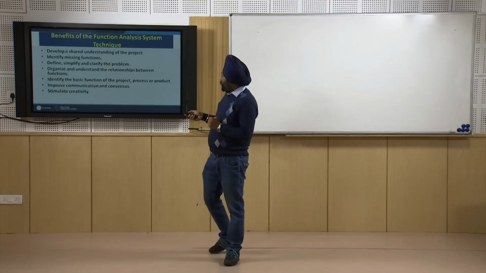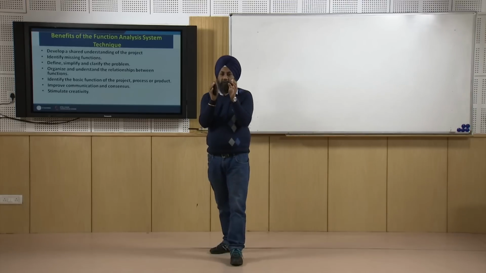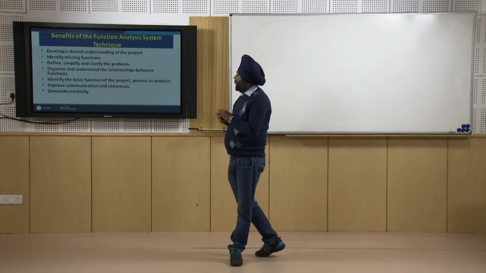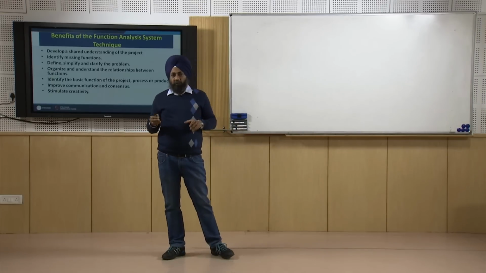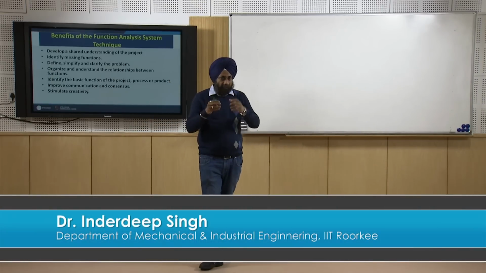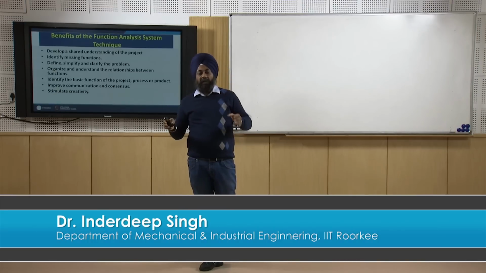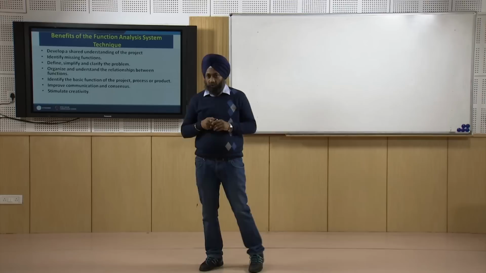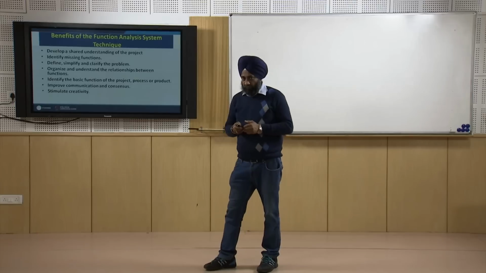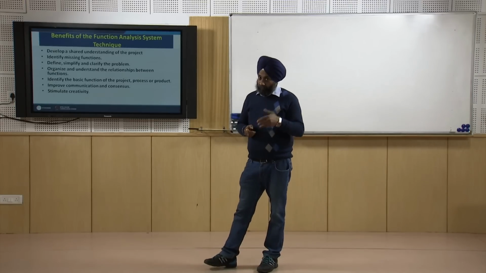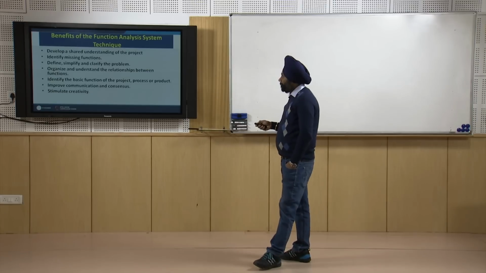So with this we come to the fundamental or the basic aspect of fast diagram, that is, what are the benefits of fast diagram. I think all of you can try to find out a product. One, I am giving you: washing machine. You can take a washing machine, whatever you are using, and try to make a fast diagram for the washing machine, and then you will see that fast diagram will help you develop a shared understanding of the project. It is a common knowledge for everybody. Everybody can use the same fast diagram and try to understand the functions of the product.